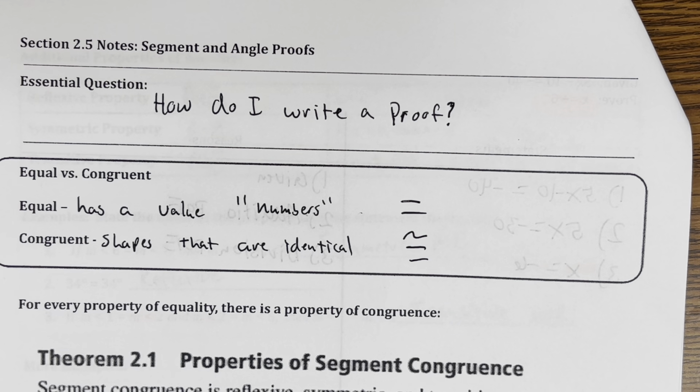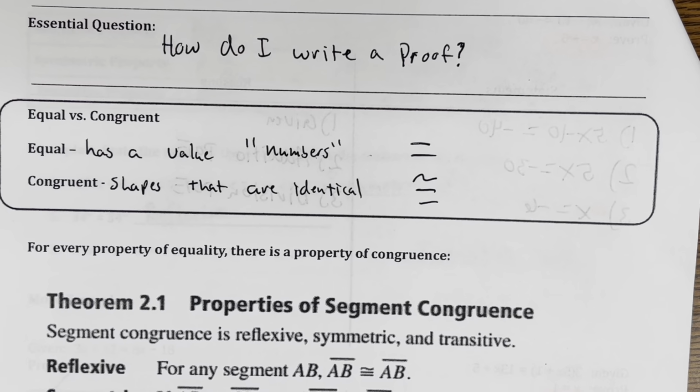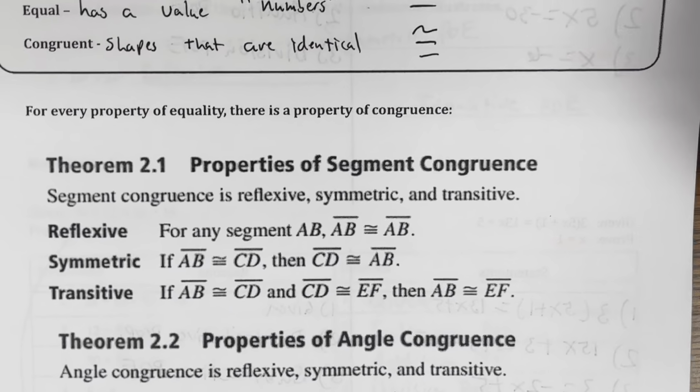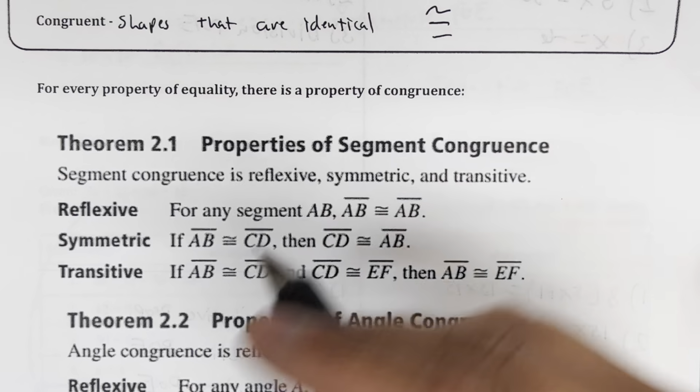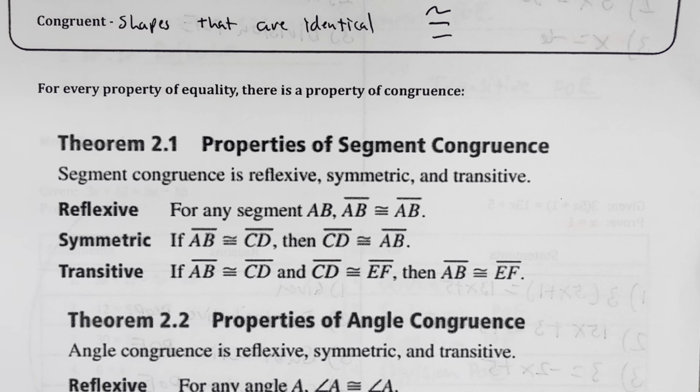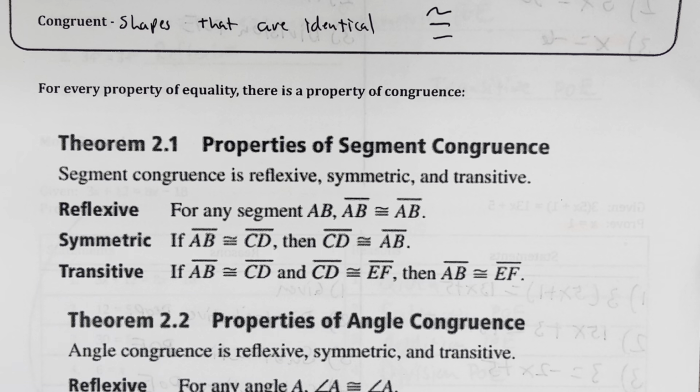When we say that those shapes are identical, that would be two angles that I could lay right on top of each other that have the same measure. I could have two squares that are exactly the same size, or two triangles that are exactly the same size. So we refer to those as congruent, whereas our values and numbers are equal. For every property of equality, there's also a property of congruence. So we don't say that segment AB is equal to segment AB. We say that segment AB is congruent to segment AB because they have the equal length.